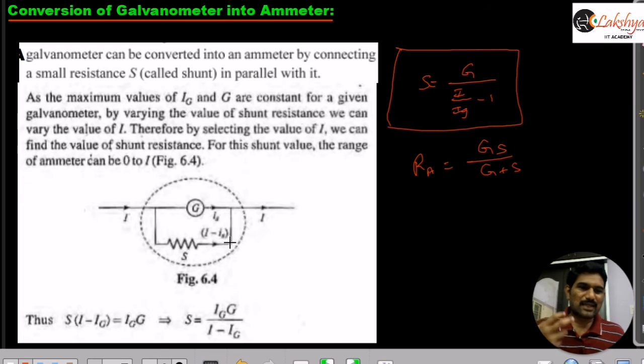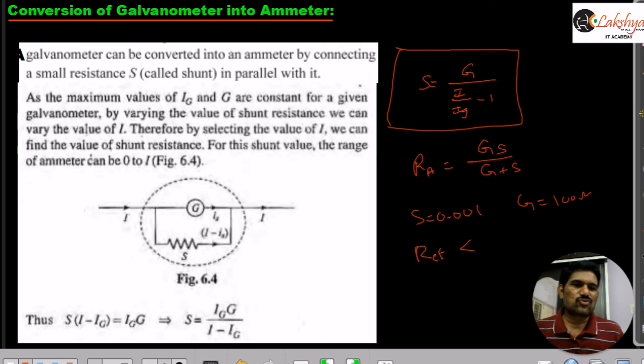Now if you connect the galvanometer directly in series with the circuit, the current in that circuit will change by a large amount. So we should reduce the current there. We are increasing the range of the galvanometer, which means we are also reducing the effective resistance. When two resistors are connected, the shunt resistance will be like 0.001 ohm, for example. The resistance of the galvanometer is 100 ohms. Now the effective resistance will definitely be less than 0.001 ohm.